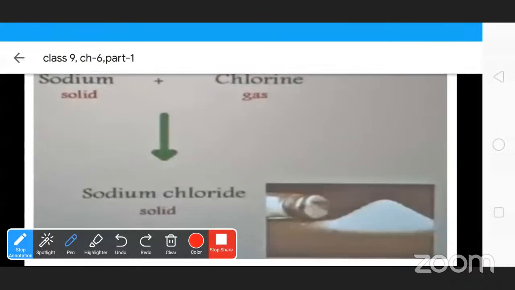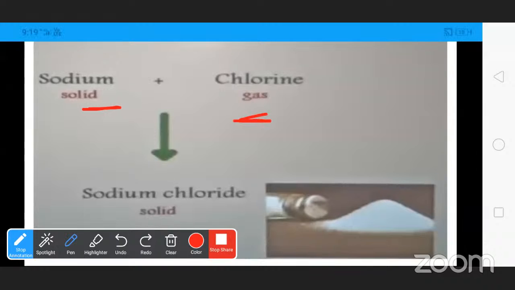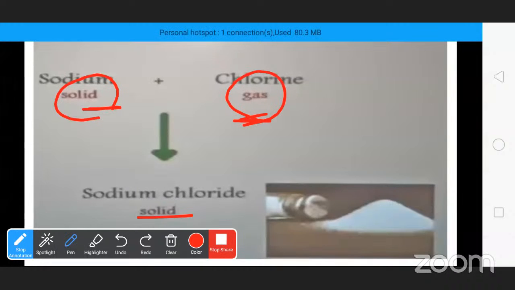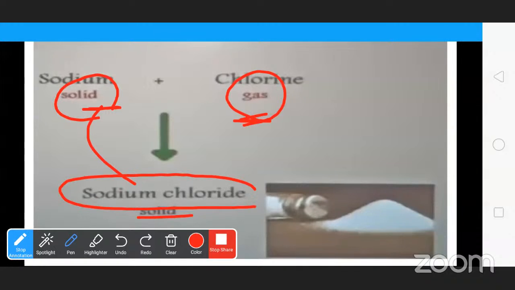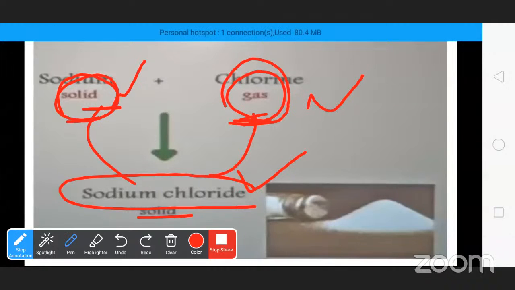See here, sodium and chlorine. We combine the sodium and chlorine. Sodium is in solid form and chlorine is in gaseous form. Finally, we got the product sodium chloride, which is in the solid form. Here the properties of sodium chloride are different from these two. We prepare this sodium chloride from sodium and chlorine. The properties of this reactant and product are completely different.